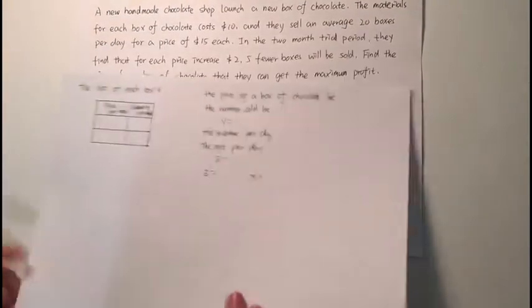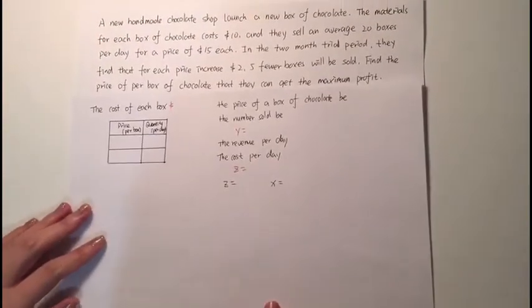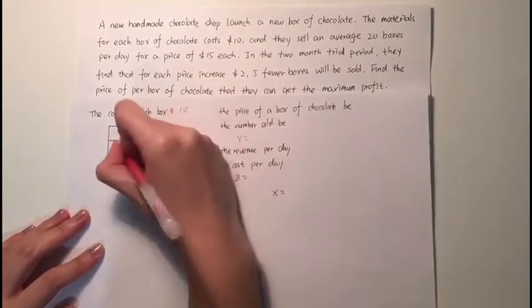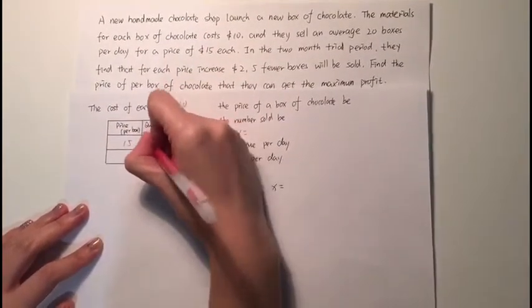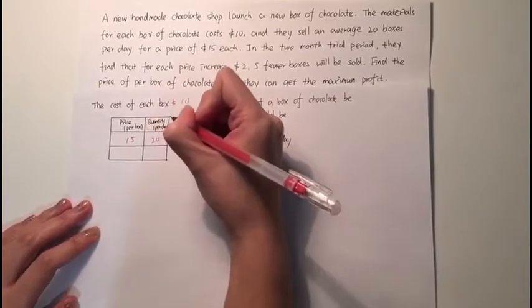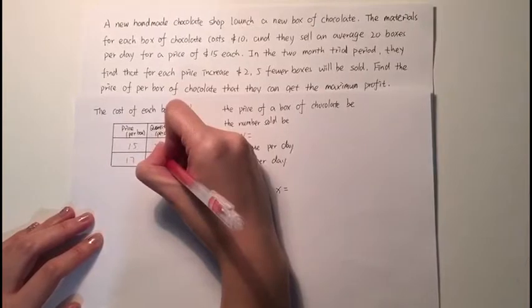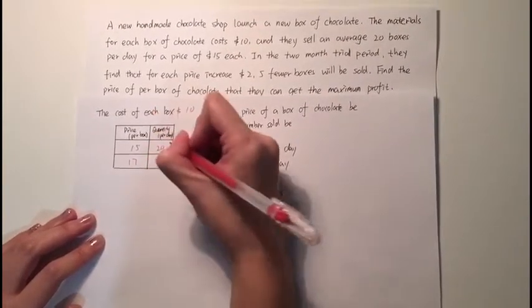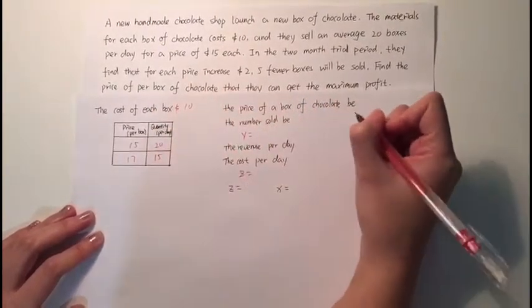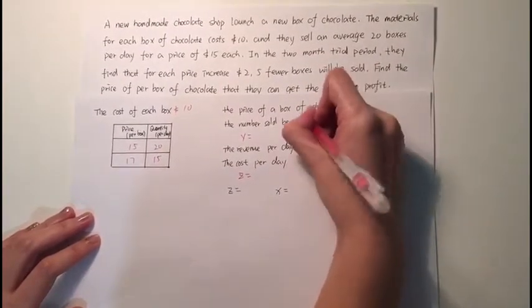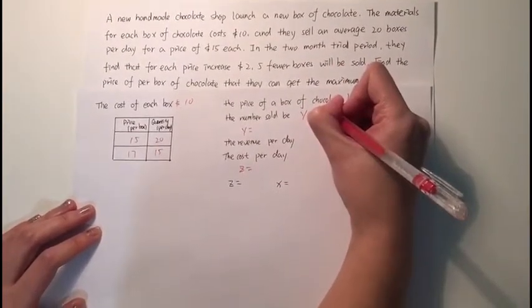Here is an example of how to use the quadratic function to find the maximum profit in life. From this question, the cost of the new product is $10 per box. When the price is $15, they can sell 20 boxes per day, and for each price increase of $2, 5 fewer boxes will be sold. Let the price of this new chocolate be x, and the number sold be y. Using the information, we can get this function.